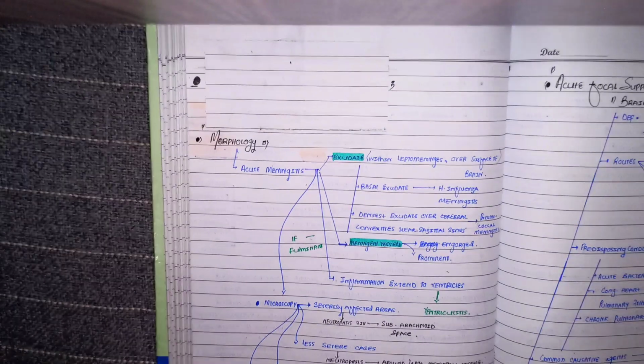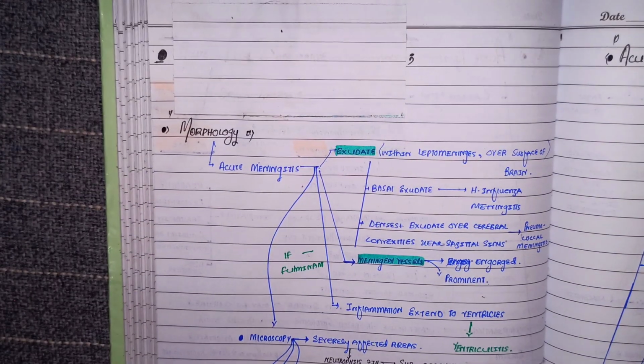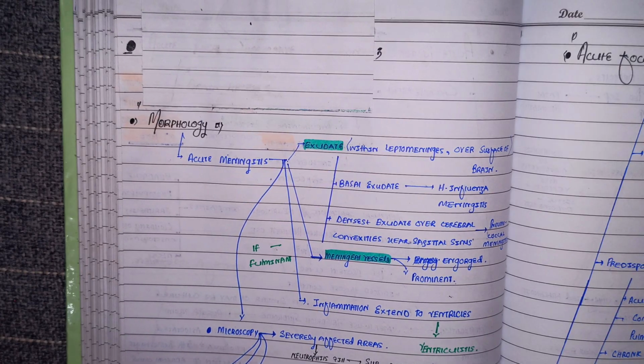इसके बाद बेटा, we'll be discussing the morphology part. Okay. The morphology of acute meningitis, bacterial and viral.